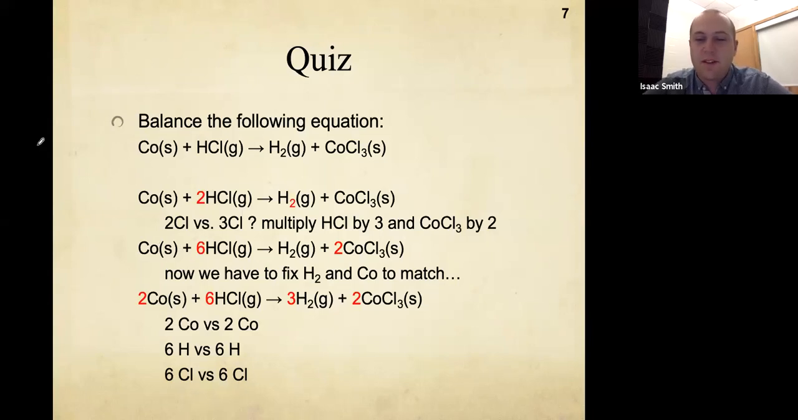But if it's like a fill in the answer or something, the only way to really get this wrong is either to just mess up your math a little bit or give up, because you can always check your answer right at the end. Once you get to this point, if you think you have the right answer, just count up, right? I have 2 cobalts on the left, 2 on the right, 6 hydrogens on the left, 6 on the right, 6 chlorides on the left, 6 on the right, and then you know you got the answer right. If it doesn't work, then you got to try again.